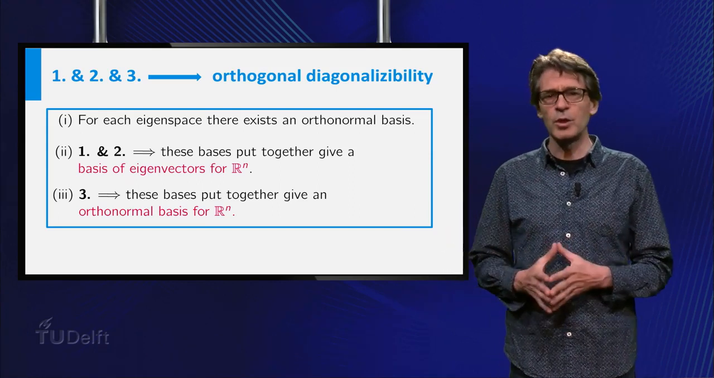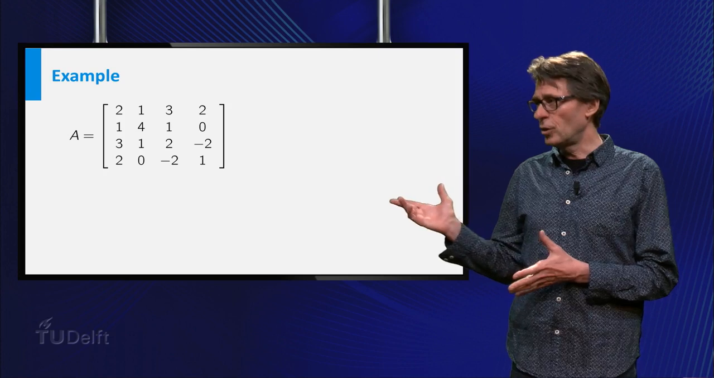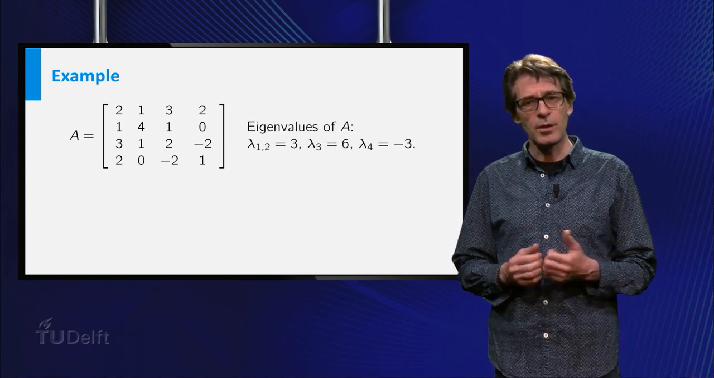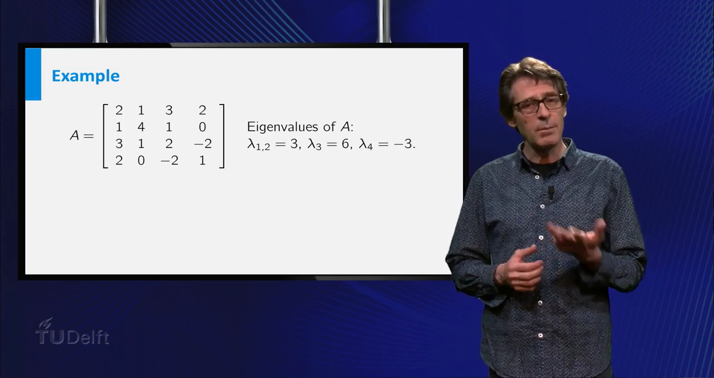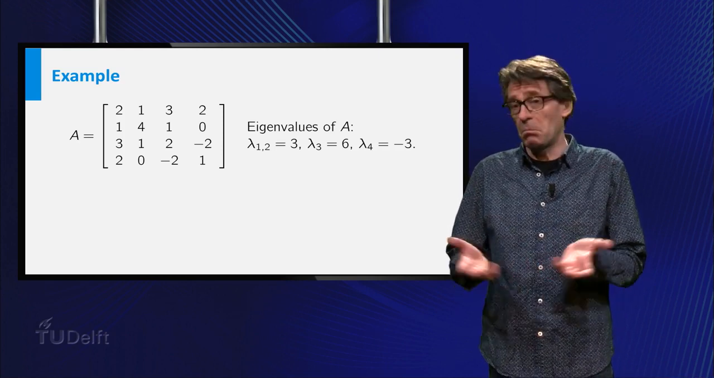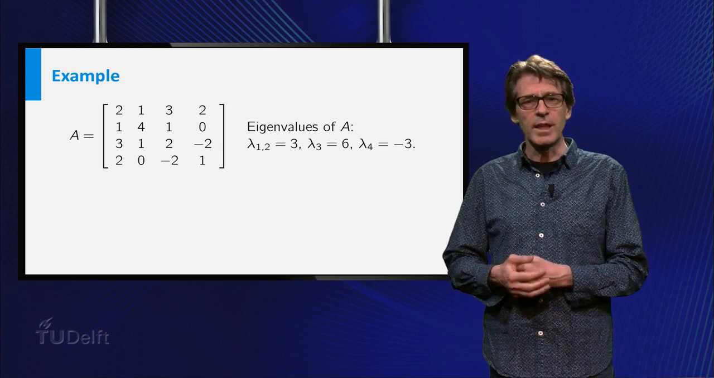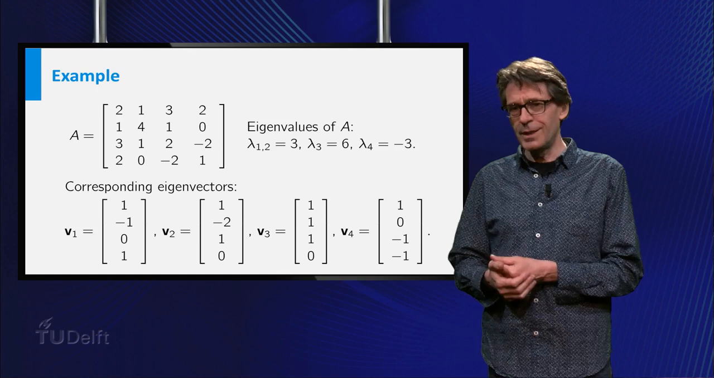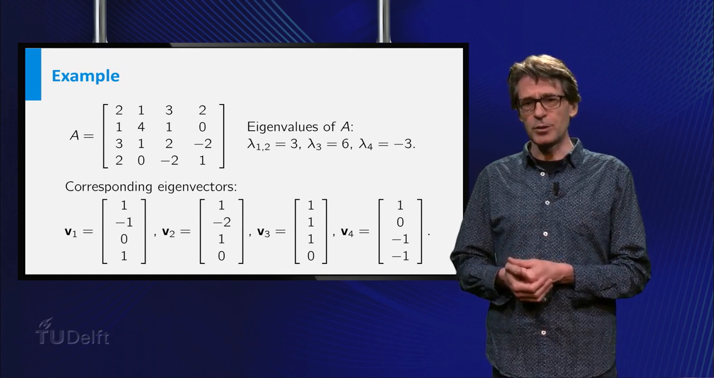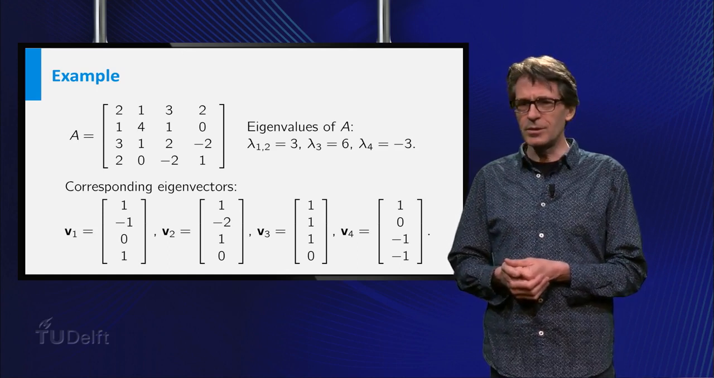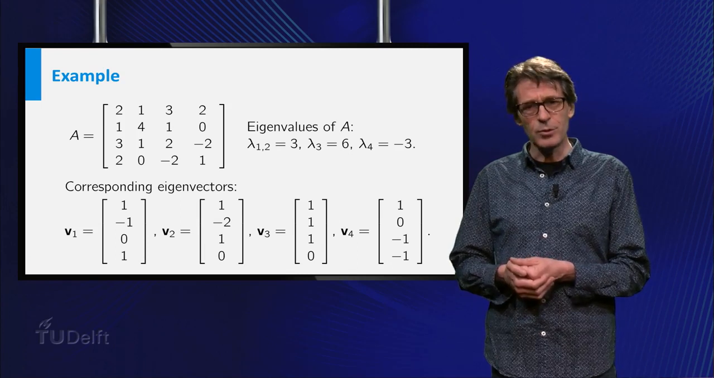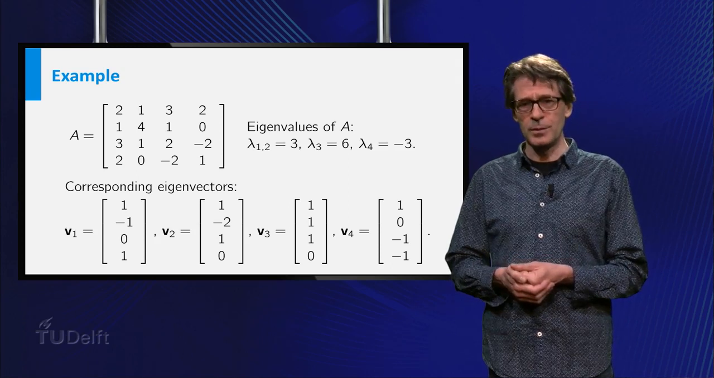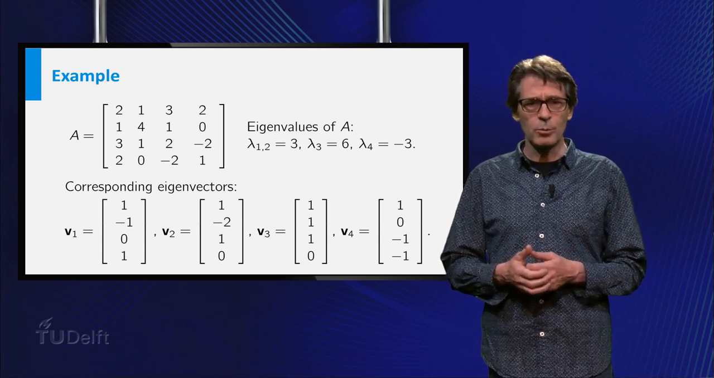To see how it works, consider the symmetric matrix on the slide. Skipping the computations, the eigenvalues are 3, 3, 6 and -3. And you may, or you may not, check that the vectors v1 up to v4, as shown, give a corresponding basis of eigenvectors. Note that indeed the double eigenvalue 3 gives rise to two independent eigenvectors v1 and v2. This is precisely what property 2 guarantees.